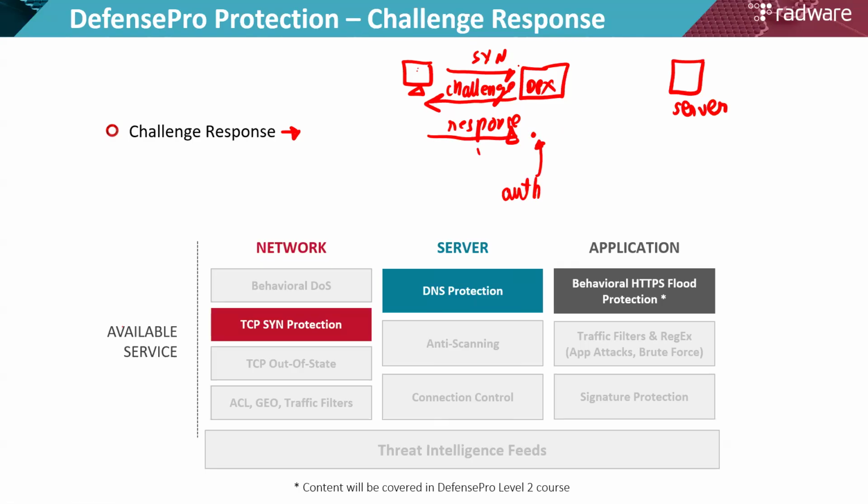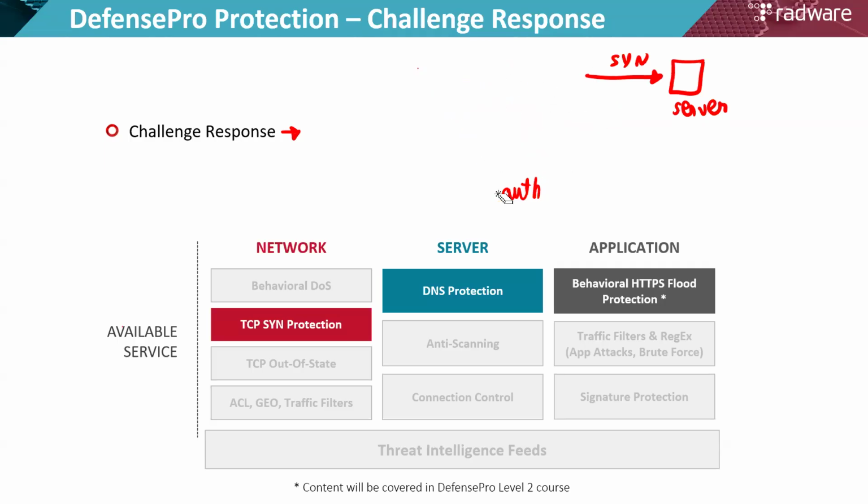During an attack, we will be challenging every client, and if that client provides us with a relevant response, then we will authenticate that client: yes, you are a legitimate client. Then you can open a backend connection with the server. Until we get this response, we will not open the backend connection with the server. So it makes sure that no spoofing of IP addresses is possible during SYN flood attacks.